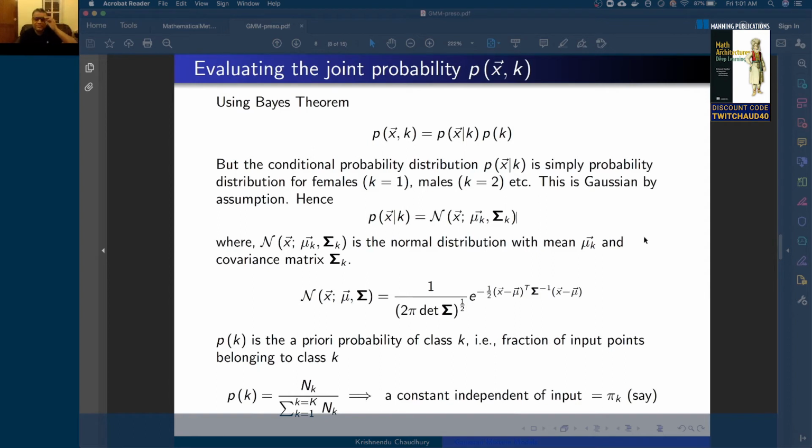So using Bayes' theorem, this joint probability can be expressed as the product of the conditional probability of x given the class k and the a priori probability of the class k, as outlined in this top equation. I am presuming knowledge of Bayes' theorem. Once again, if you need more background in this, then welcome to my book.